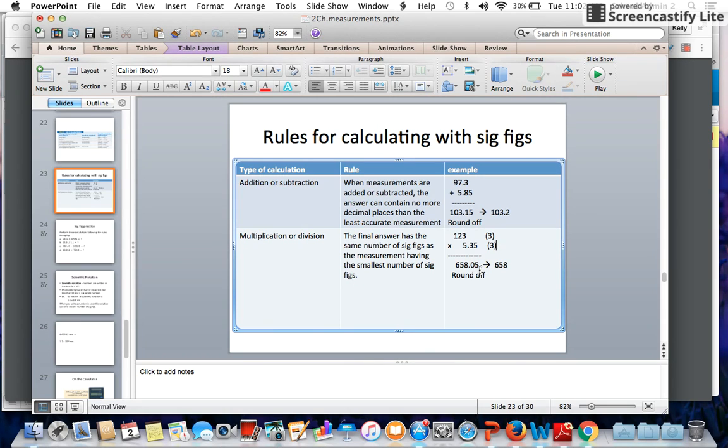So we just get rid of the 0 and 5, because we could round that up to 1, but then we'd have to get rid of the 1 too. So we have 658. That's what we do. We round for both of them, but for adding and subtracting, you look at decimal places. For multiplying and dividing, you look at sig figs.